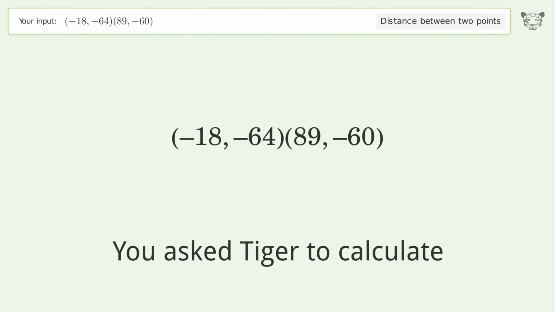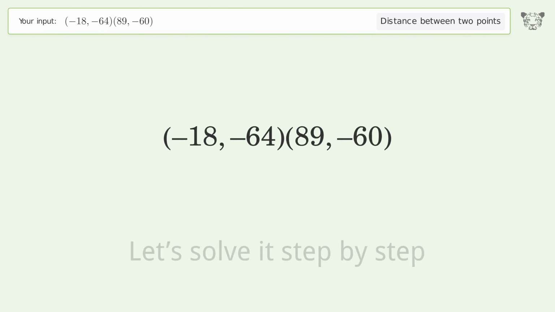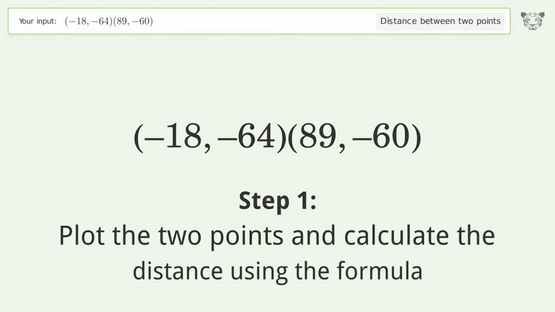You ask Tiger to calculate. This deals with the distance between 2 points. The distance between the 2 points is the square root of 11,465 or 107.075. Let's solve it step by step. Plot the 2 points and calculate the distance using the formula.